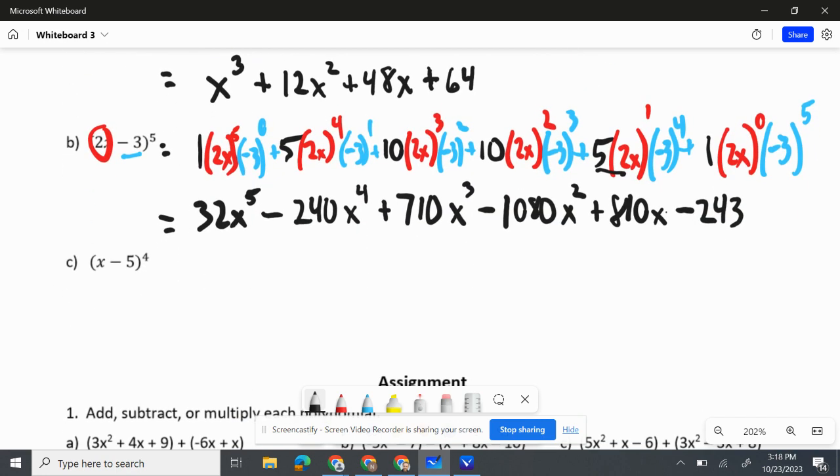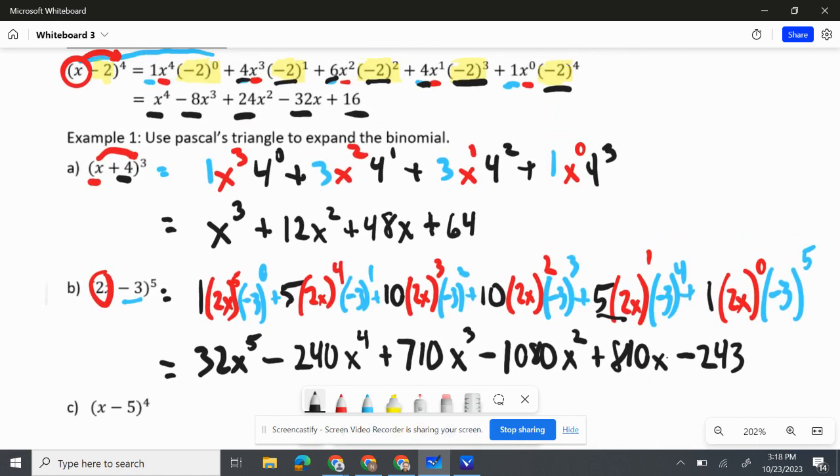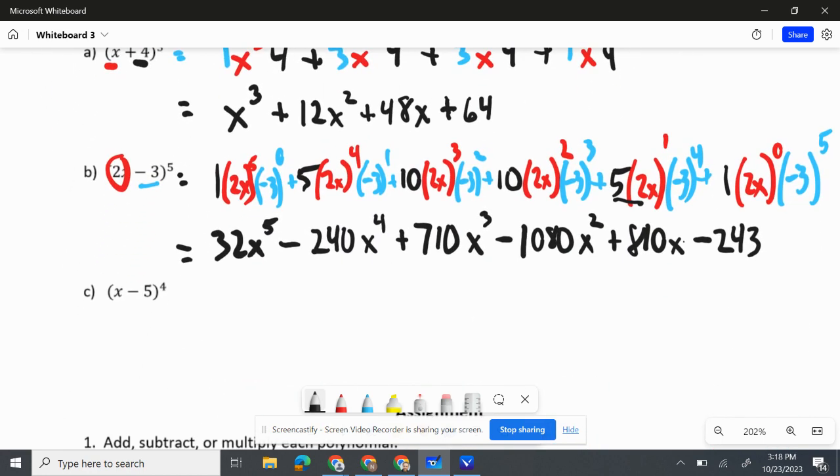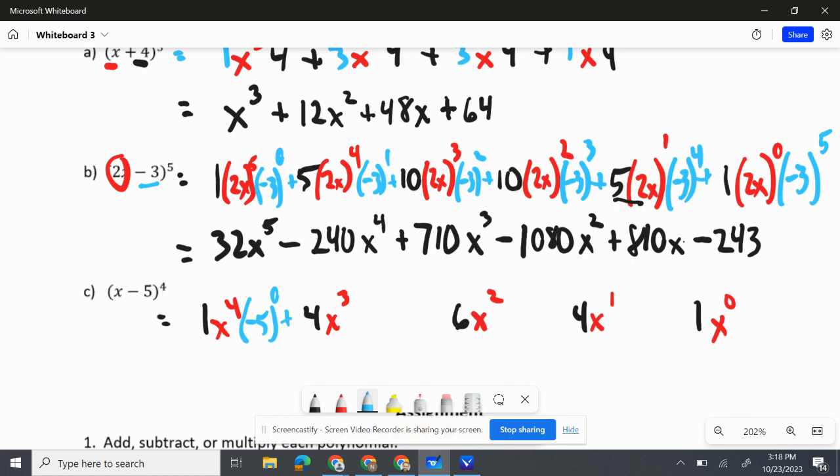Last one. What we have is (x − 5) raised to the 4th. Since it's to the 4th, we know that what we have is 1, 4, 6, 4, 1. So that's what we're starting this off with. 1, 4, 6, 4, and 1. And I'm going to start off with my x values. x to the 4th, x to the 3rd, x to the 2nd, x to the 1st, and x to the 0. Then I'm going to go in ascending order. Negative 5 to the 0, negative 5 to the 1st, negative 5 to the 2nd, negative 5 to the 3rd, and negative 5 to the 4th.